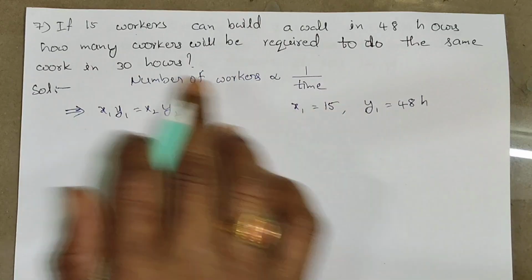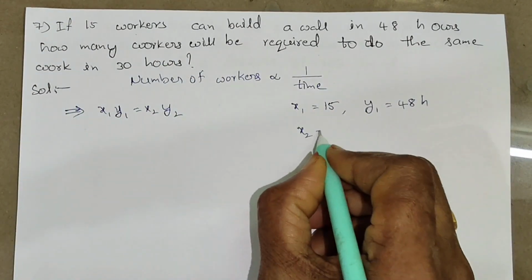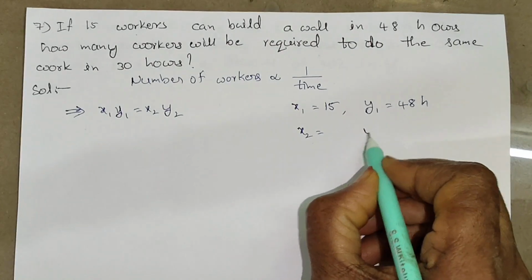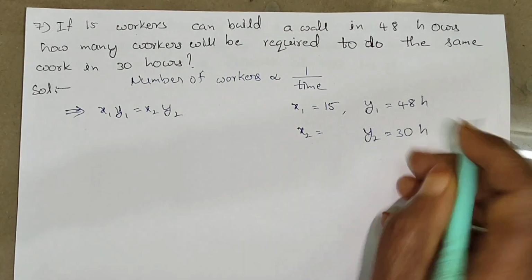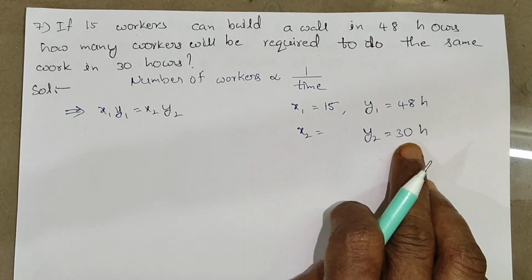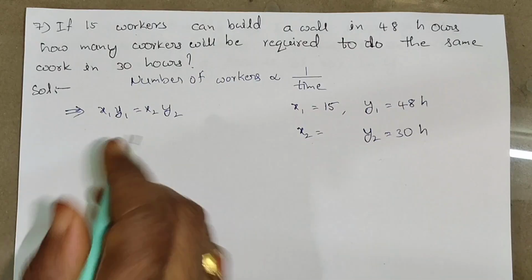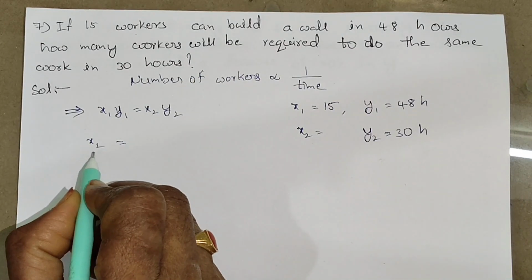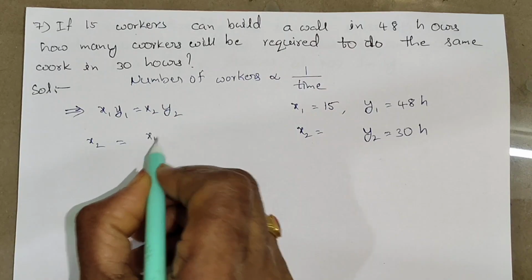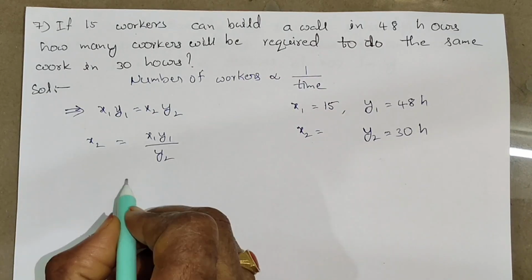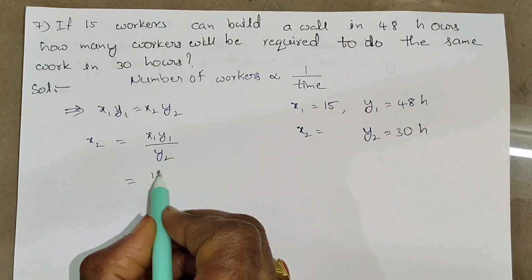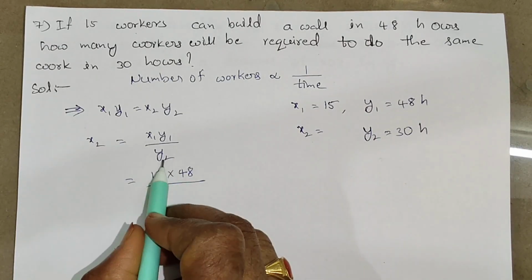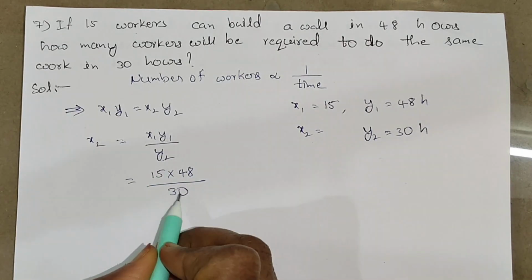So now how many workers? Here we find the x2 value required to do the same work in 30 hours. Here 30 hours, so time is decreasing. So automatically workers are increased. So we write x2 equal to, we find the x2 value, that's why we write x2 on the left hand side. x2 equal to x1 y1 by y2. So x1 equal to 15 into y1 equal to 48 by y2 equal to 30. So here 30.